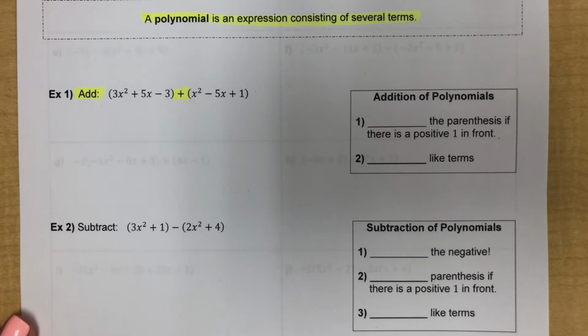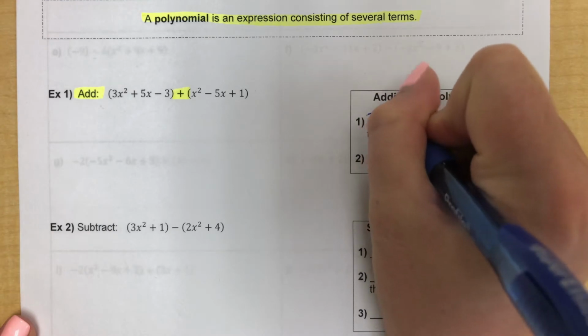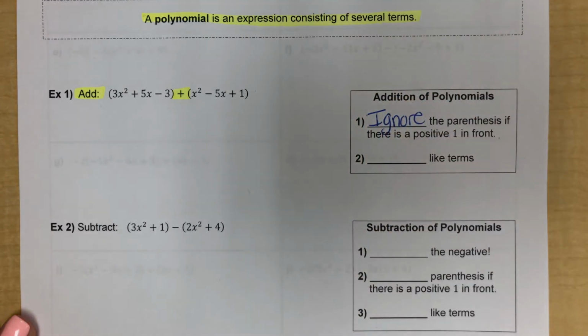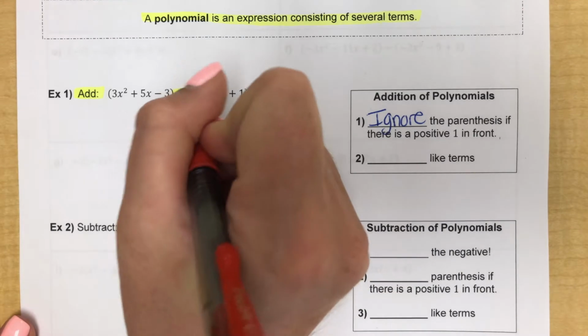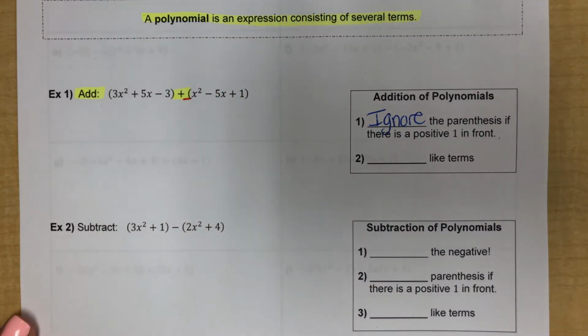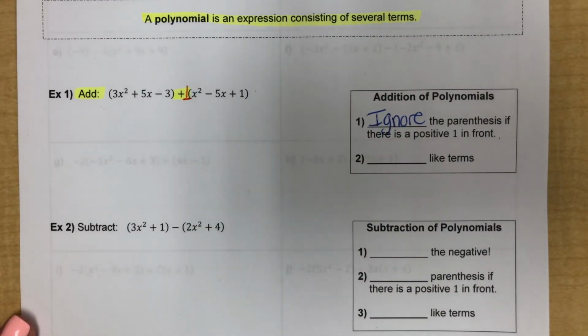And this is really important. When I'm adding polynomials together, there are 2 steps that I need to follow. The first step is going to be ignoring, so I'm going to write ignore the parentheses if there's a positive 1 in front. So as I look next to this plus sign, there's no number in front of those parentheses. I don't see it, but I know it's there. It's really an invisible 1, so I'm going to go ahead and just add that on.